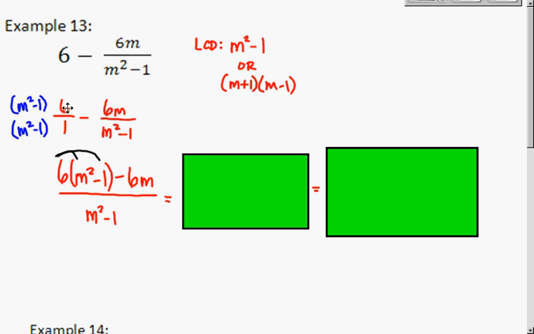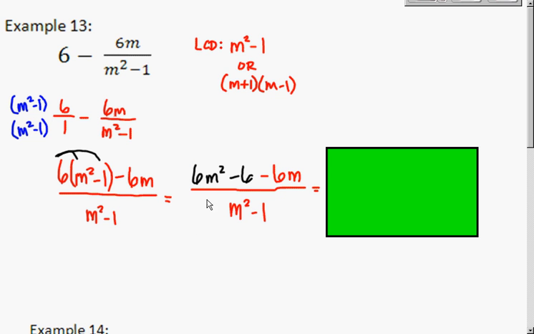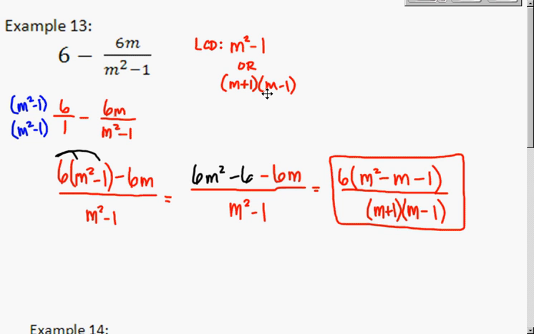When I do that, I have 6 times m squared minus 1, so my distributive property is happening here again. Following my distribution, I'm left with 6m squared minus 6 minus 6m all over m squared minus 1. In this next step, I wanted to be sure that I put it in as m plus 1 and m minus 1. When I factored out my 6, I'm left with m squared minus m minus 1.